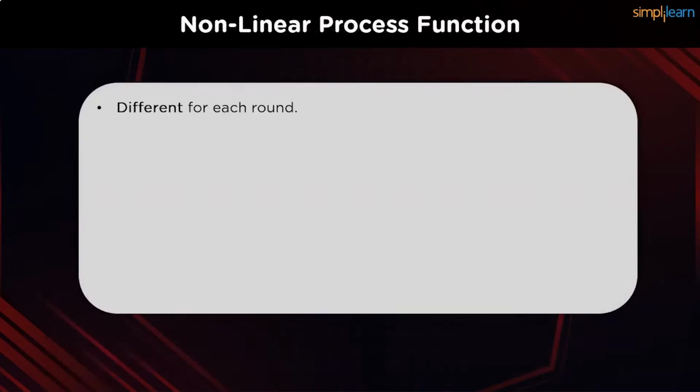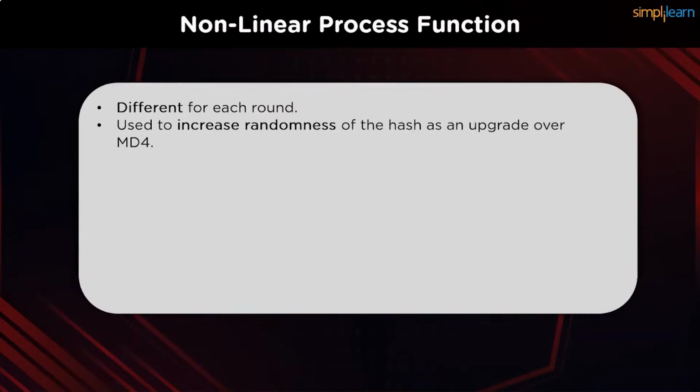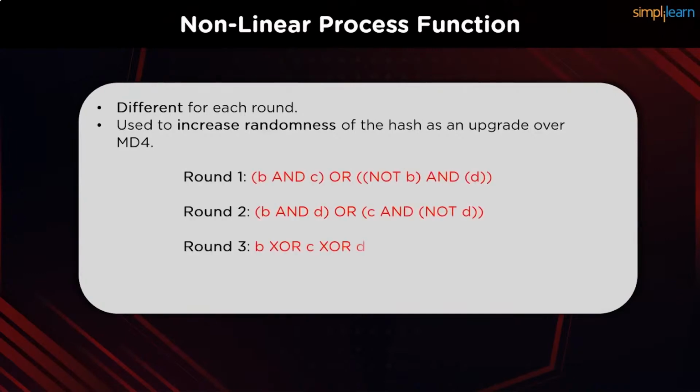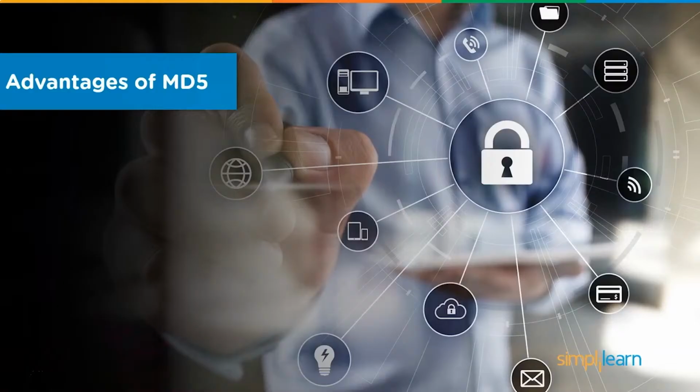Regarding the nonlinear process mentioned in the first step, the formula changes for each round it's being run on. This is done to maintain the computational complexity of the algorithm and to increase the randomness of the procedure. The formula for each of the 4 rounds uses the same parameters, that is B, C, and D, to generate a single output. The formulas being used are shown on the screen right now.